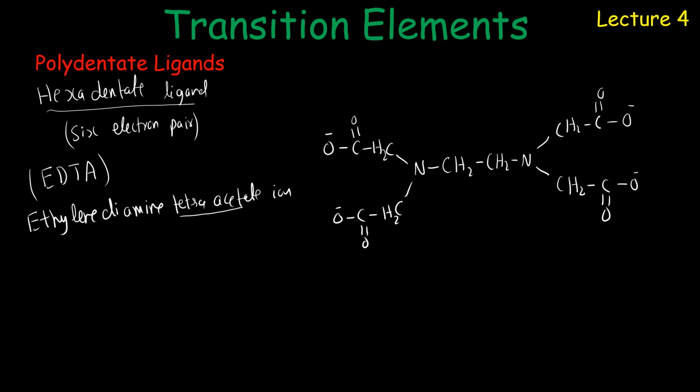Now we see one electron pair on oxygen, the second lone pair here, the third on nitrogen, the fourth on the second nitrogen, then the fifth one and sixth one. So this is the ligand that donates 6 pairs of electrons to the central metal atom and is named polydentate or hexadentate ligand.